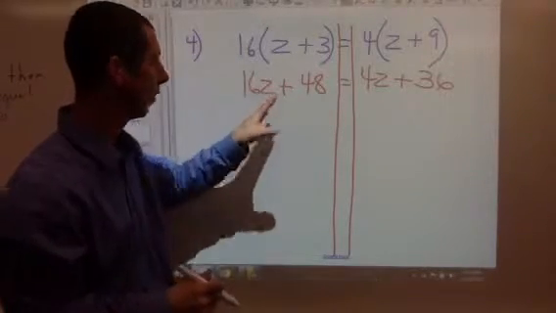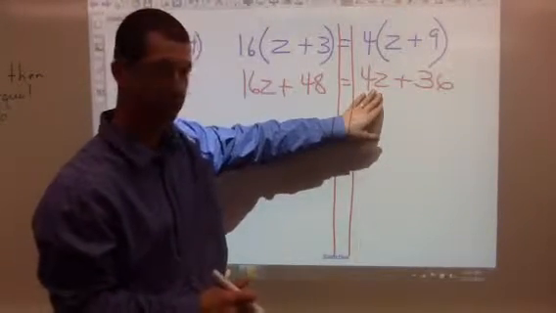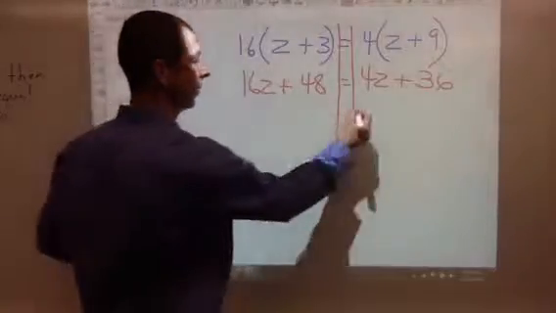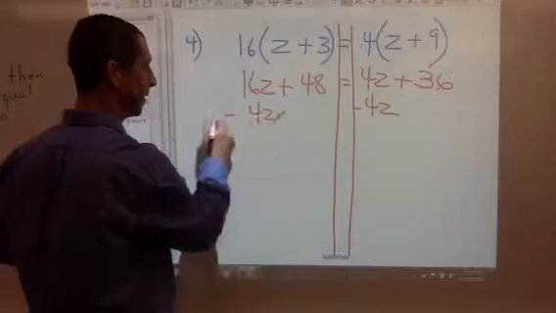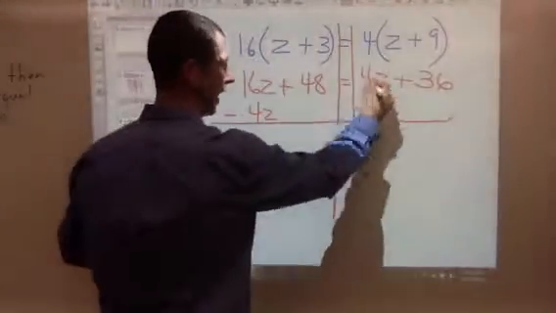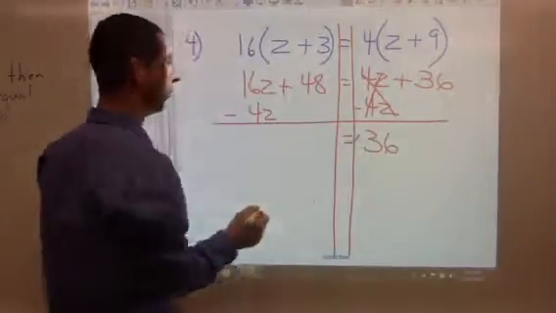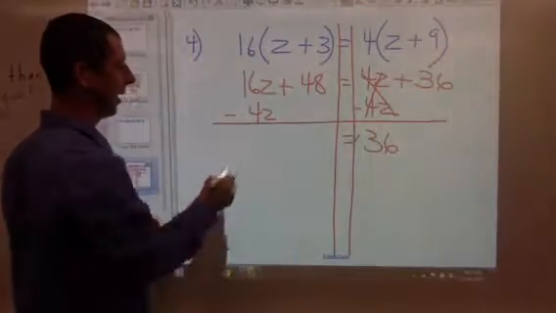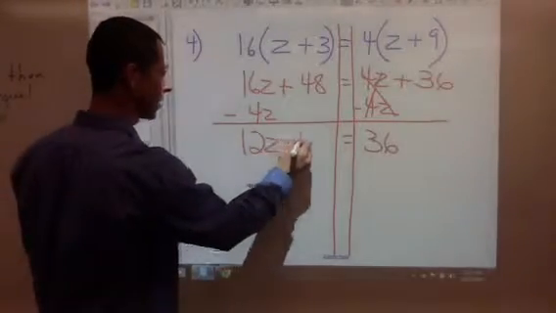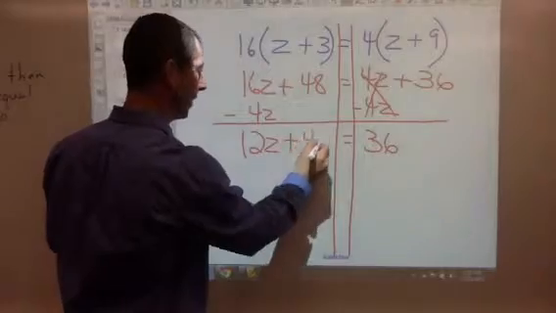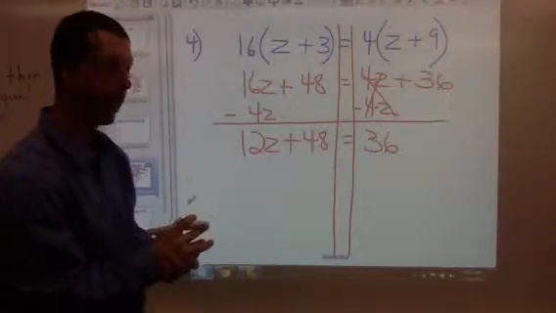So we want to get the variable on one side. So I would get rid of the 4z by subtracting 4z from both sides. So we subtract it from both sides here. Okay, so this cancels. We have 36 left over on this side. Over here now, 16z minus 4z is going to be 12z plus 48. Bring your 48 down. Okay, now we've got a two-step equation, and you should be able to handle it from here.